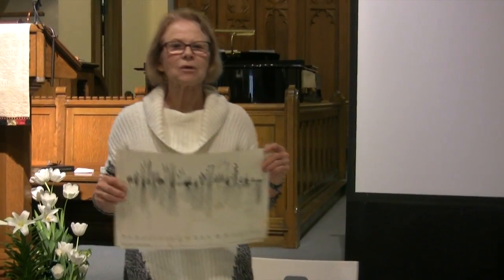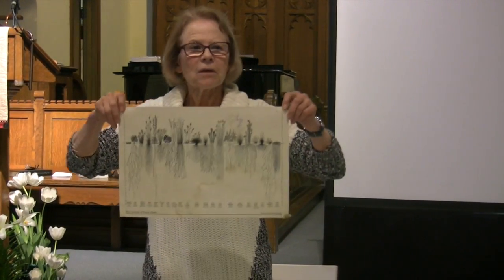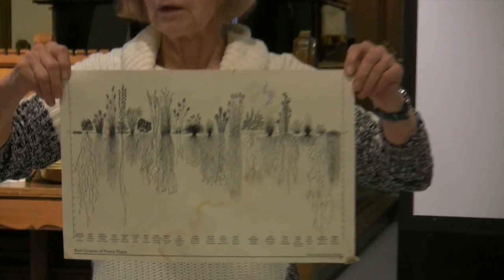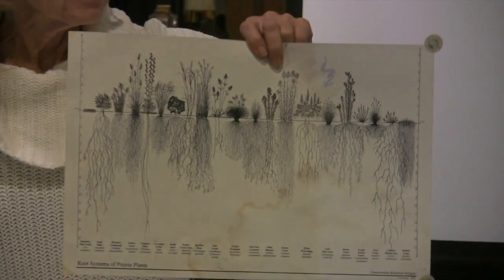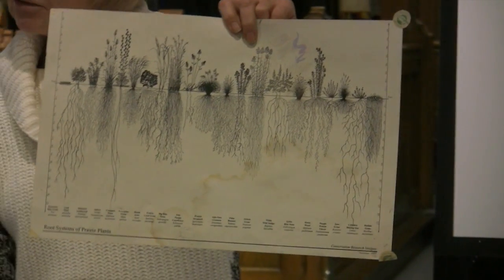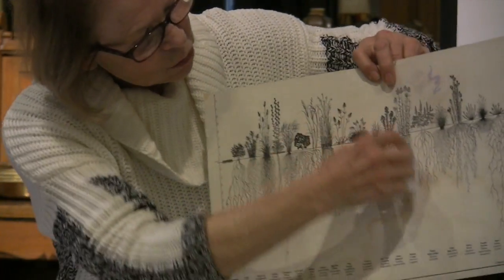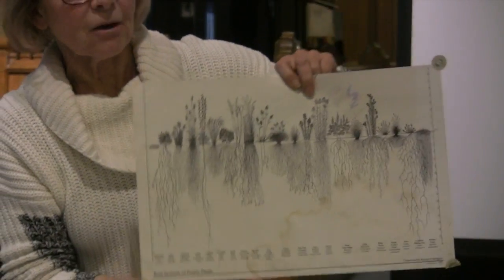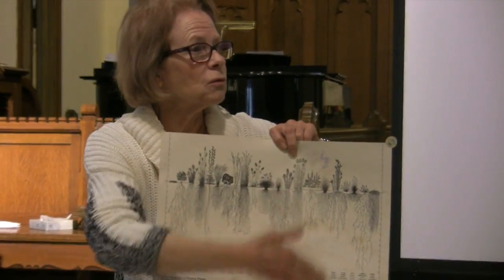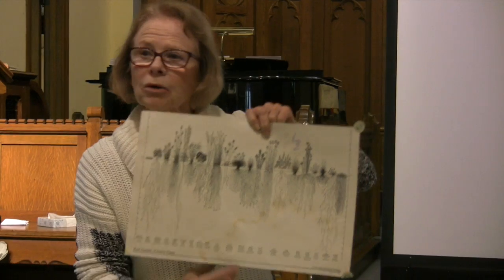But I want to show you first a graphic, and I'm sorry I don't have a PowerPoint for you, but this is a graphic of the roots of native plants in Illinois. And what you'll see is how deep the roots are on these perennial plants. And what that says to us is that when the rain falls, it will be brought all the way down into the soil by the roots of the plants, which help to move the water down into the soil.